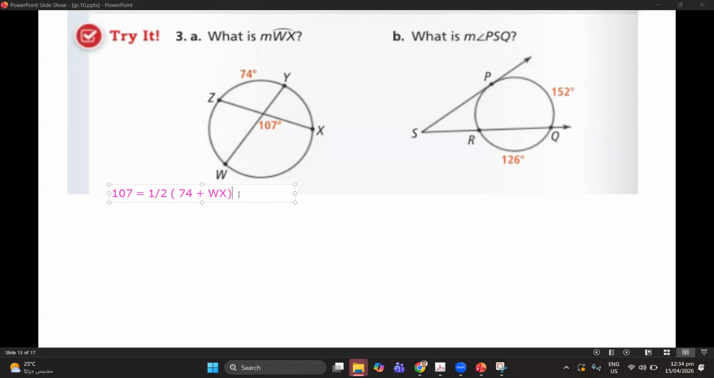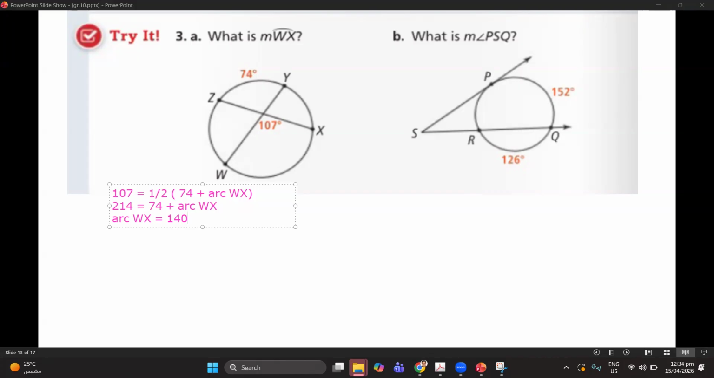So now let's multiply both sides by 2. 107 times 2 is 214, which equals 74 plus WX. This WX means an arc, arc WX. So then subtract 74 from both sides. What's the measure of arc WX? 140. Is it clear?